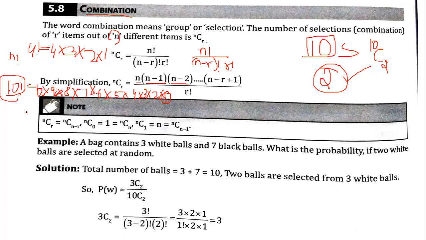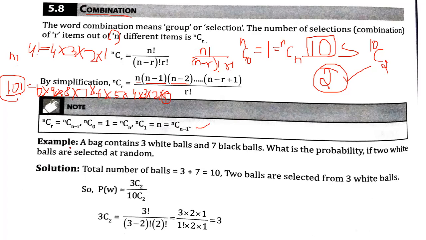Now, another important thing to note is nCr. These are a few things you will have to just memorize. nCr is equal to nC(n−r). nC0: when I don't select anything from the list, the value will be 1, which is nothing but nCn. nCn is also 1. Then nC1 is equal to n, which is nothing but nC(n−1). We will be using this in the problems and you will have to remember these things.